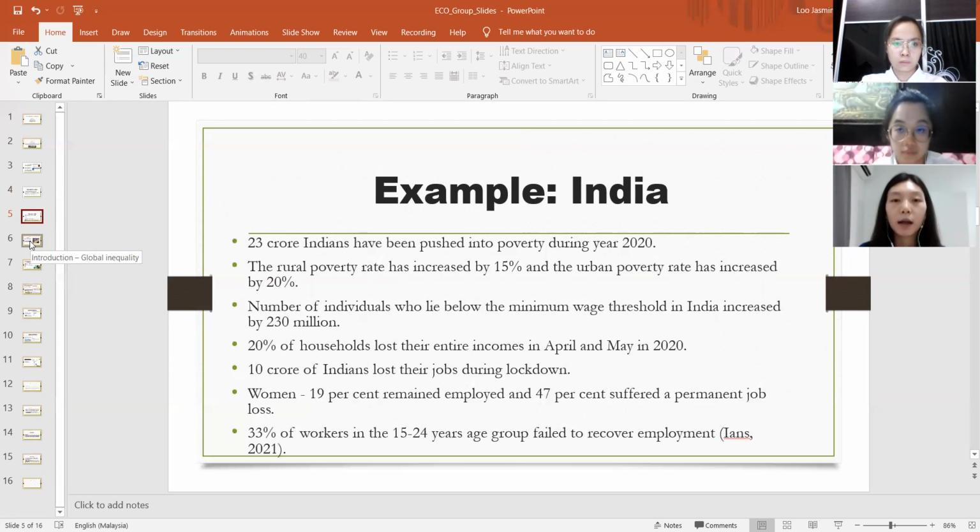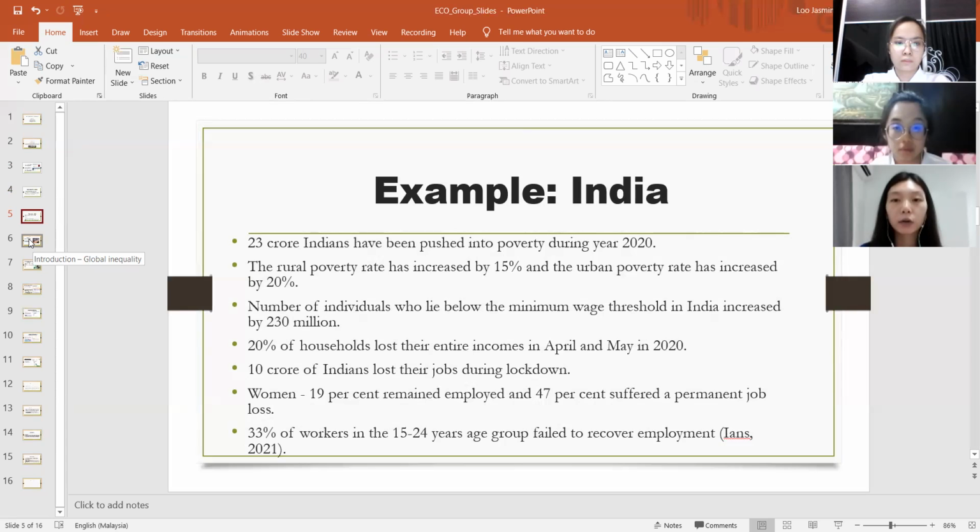The further example is India. As the pandemic and the eventual lockdown stressed the economy and livelihoods, around 23 crore Indians were pushed into poverty during 2020 due to the COVID-19 pandemic. The rural poverty rate increased by 15% and the urban poverty rate increased by 20%.